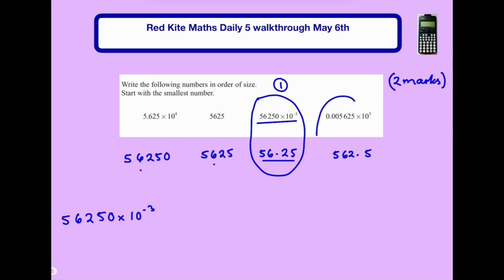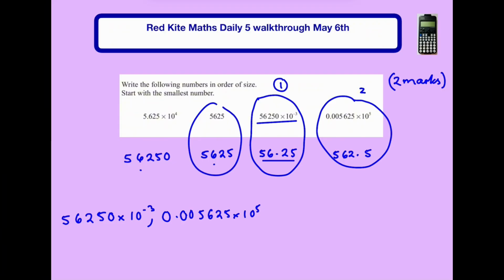Then going up, this is my next one. So I'm going to put my comma in and then write 0.005625 times by 10 to the 5. That was my second one. And then my next biggest one was this one. That's my third one. So 5,625. And then my last one was this one. And 5.625 times 10 to the 4.